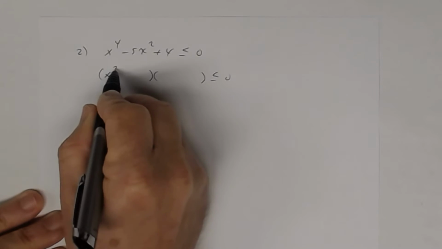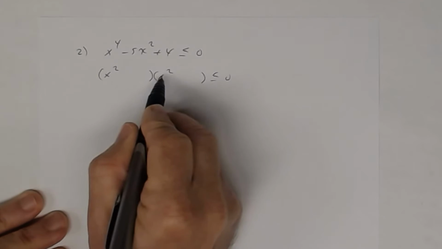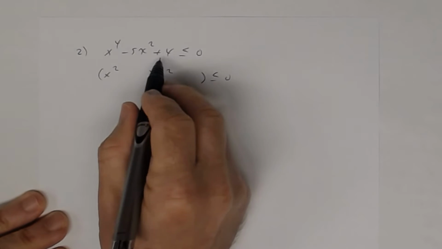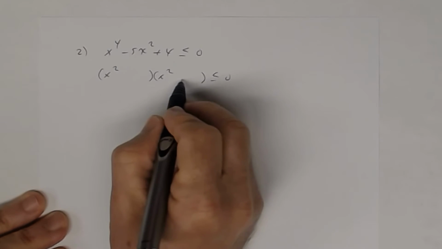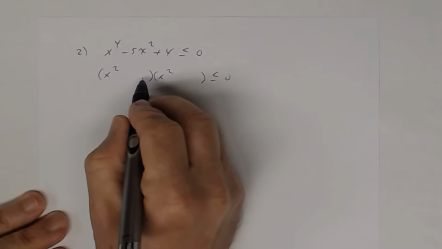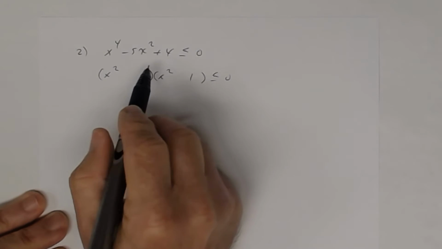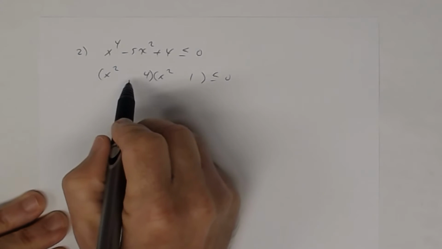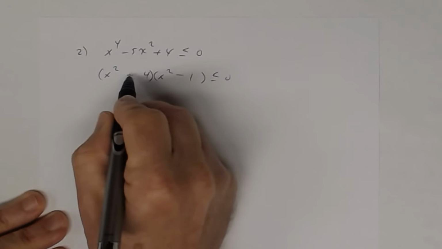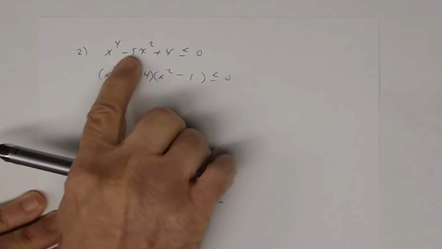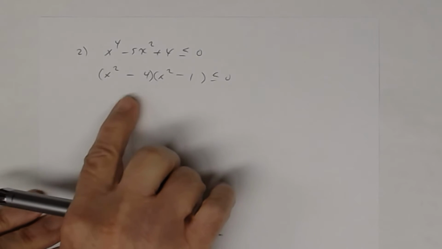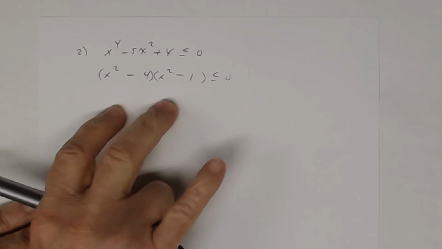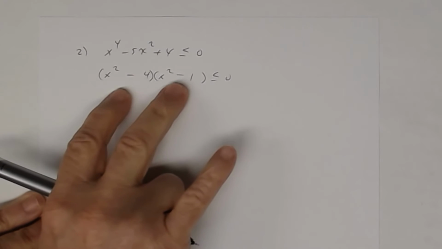So x squared times x squared is x to the 4th, and I want the product of the last terms to be 4. So let's do 4 and 1. The last sign is positive, so the signs in the middle have to be the same as this one, so both negative. That should work. So when I factor this, I get this. Now, you can do one of several things. You can set each of those equal to 0, or you could factor it further.